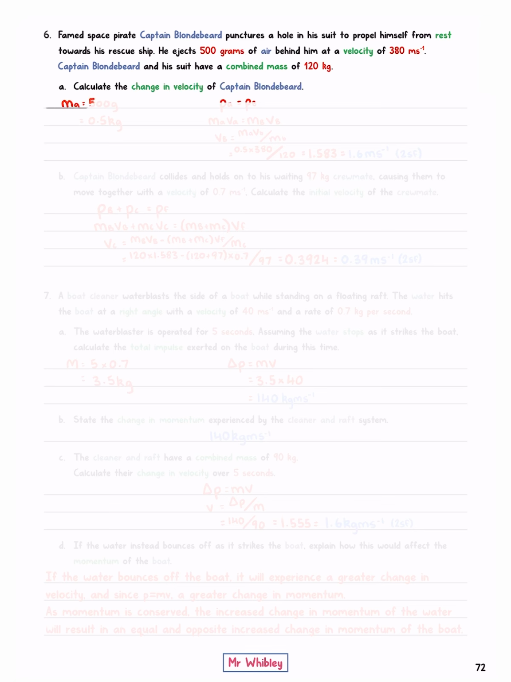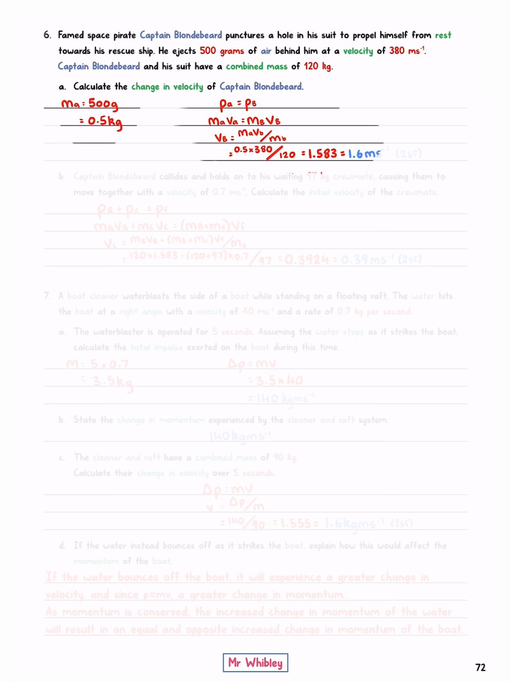We know the mass of our air is 500 grams, which dividing this by 1000 gives us 0.5 kilograms. And now knowing that the momentum of the air expelled must equal the momentum gained by Captain Blondebeard, we can replace these with their masses times their velocities, where the velocity of Captain Blondebeard is what we're trying to find. So we can divide both sides by mB, put in our numbers, which gives me 1.583, or 1.6 meters per second to two significant figures.